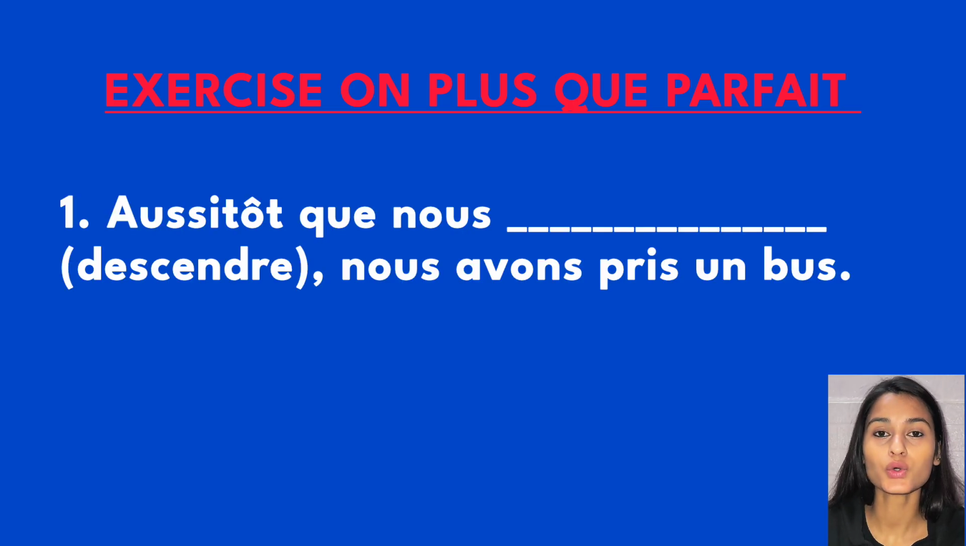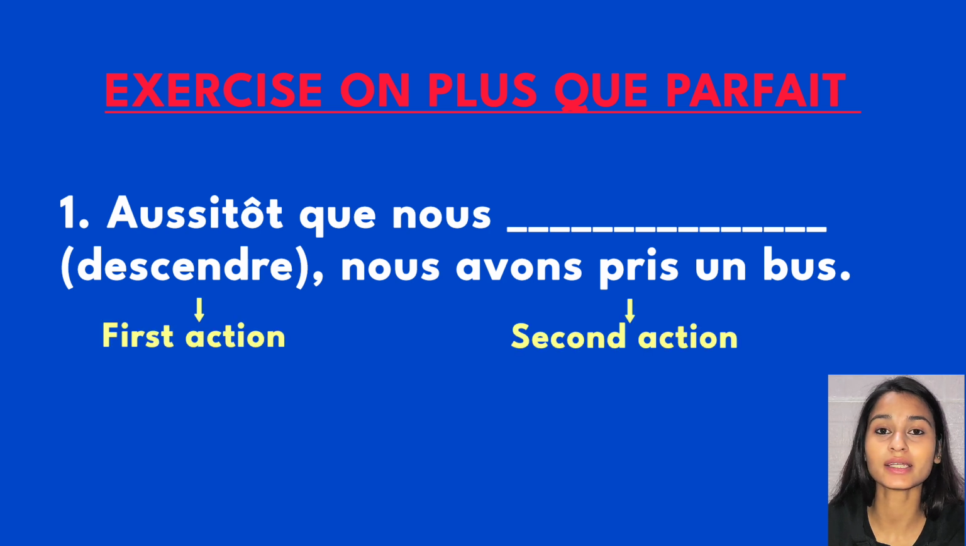Now let's understand it more clearly by doing some exercises. The first sentence is aussitôt que nous dash descendre, nous avons pris un bus. Here you will get the hint to use plus-que-parfait first with the word aussitôt que, and secondly, the meaning of this sentence is that as soon as we had got down, we took a bus. So here the first action is getting down and then they took a bus. And that's why, because descendre is the first action, we use the plus-que-parfait there.